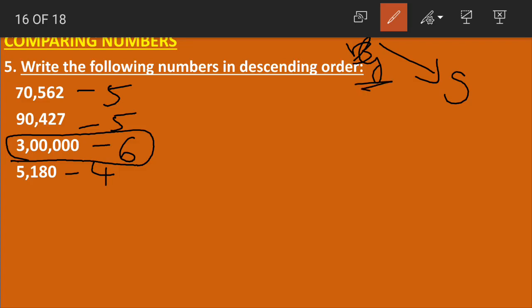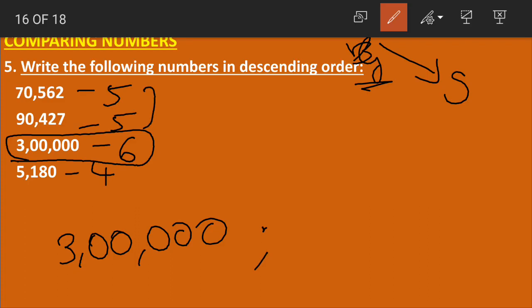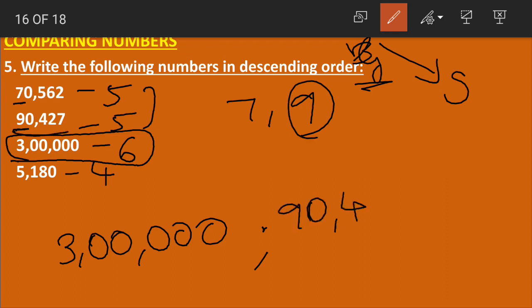So the first number we have to write here is 3 lakhs. 3 lakhs is the greatest number. Then what is the second greatest number? We have 2 numbers with the same number of digits, which is 5. After 6 comes 5, right? We have 2 numbers with 5 digits. Now among these two, which is the greater number? How do we find out? We compare the digits in their highest place values. We have 7 and 9. Which is the greater number here? 9 is the greater number. So 90,427 becomes the next greater number.